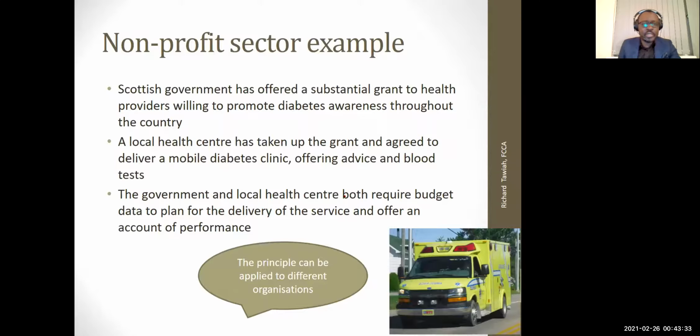Perfect, let's move on. So there could be non-profit sector examples, okay, where they also run budgets because they get some subventions from the government that they need to run budget analysis to check, okay? So for example, Scottish government will give some grants, subsidies to health providers in order to promote some diabetes awareness throughout the country. Now, a local health center could have taken up the grants and decided that I'll use some mobile diabetes vehicle or van to offer free advice and blood tests to people around the community. The government and then the local health center would still need a budget to plan for the delivery of the service and also to account for the performance.